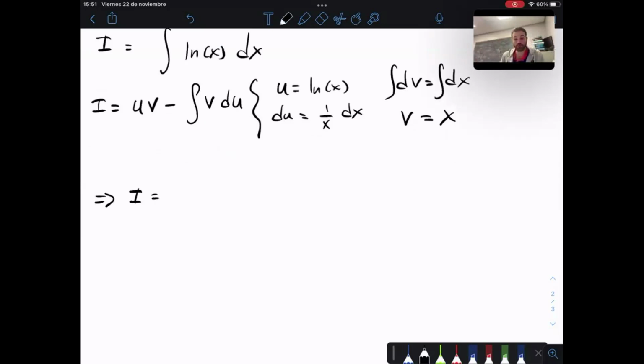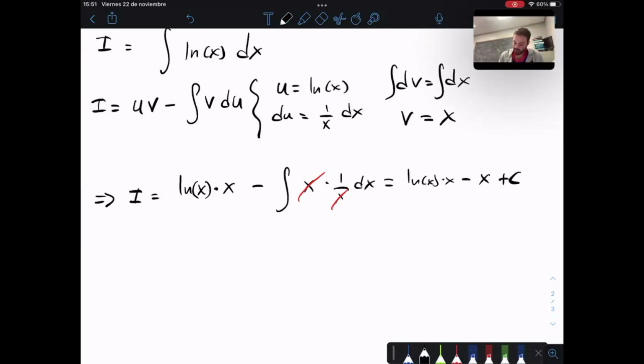Which means that our integral is going to be given by u, which is ln of x, times v, which is x, minus v, which is x, times du, which is 1 over x times dx. So obviously the x's are going to cancel out, and then we can simply solve now our integral, which is ln of x times x minus x plus a constant of integration. And as you can see, this method gave us a very nice answer in very simple steps.